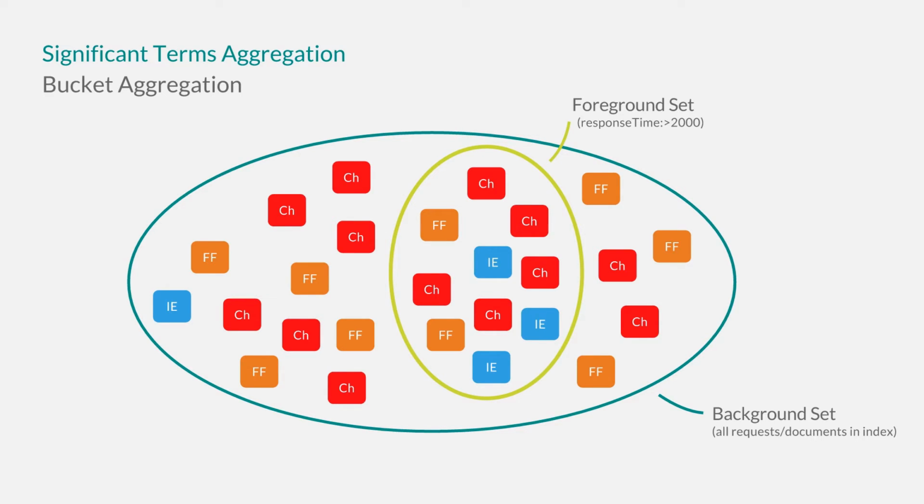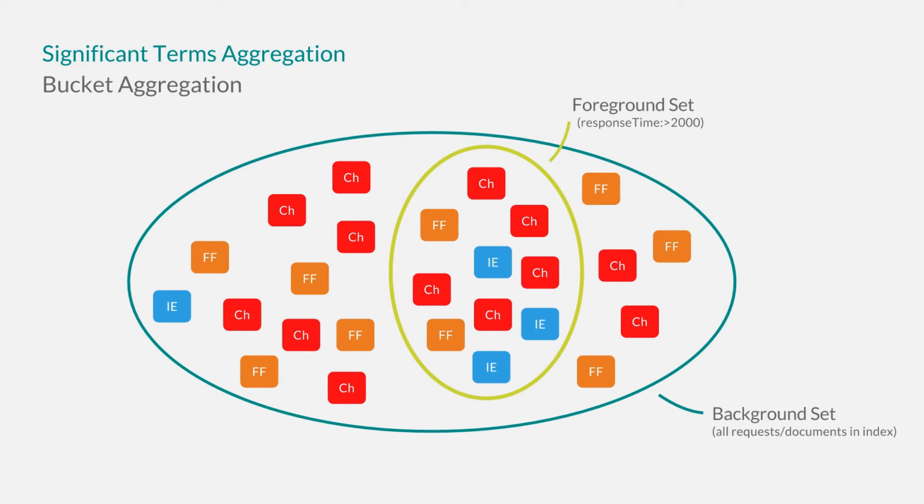The top bucket in a significant terms aggregation, however, would be the one for Internet Explorer, because Internet Explorer has a significantly higher occurrence in this foreground set than it has in the background set. That way you can use the significant terms aggregation for detecting anomalies within a specific foreground set.